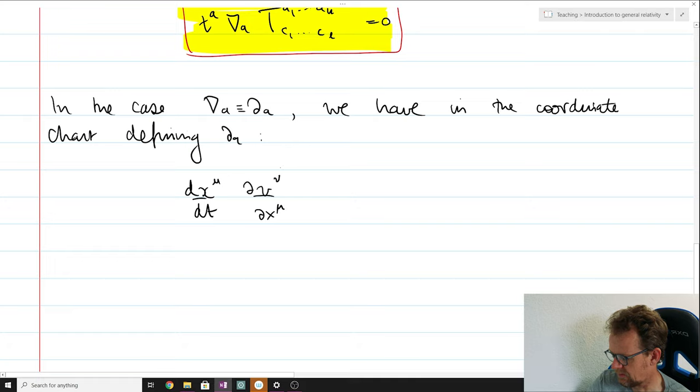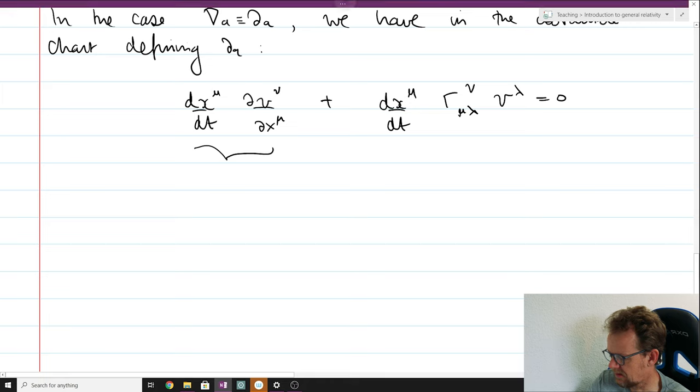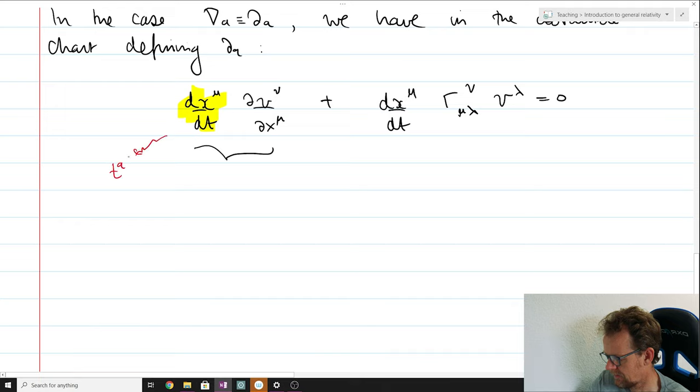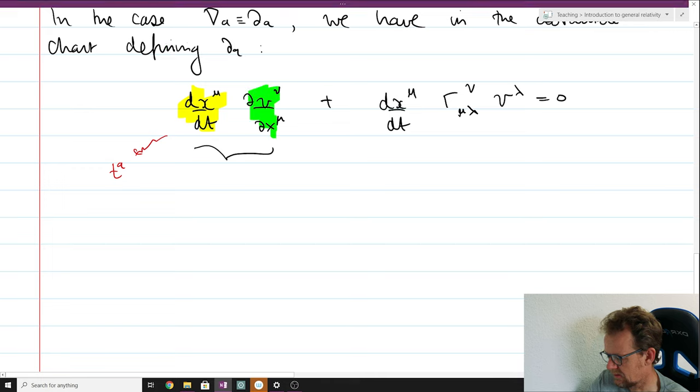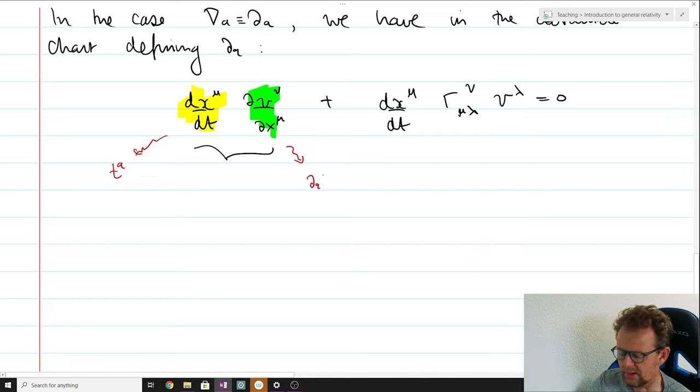The derivative operator is the derivative operator. And then we have the affine connection, but in the coordinate chart, these gamma coefficients. And if we look at this first term here, this is the bit corresponding to TA. And the second bit is the bit corresponding to delta A. And the final part of the equation is the part depending on the C coefficients.